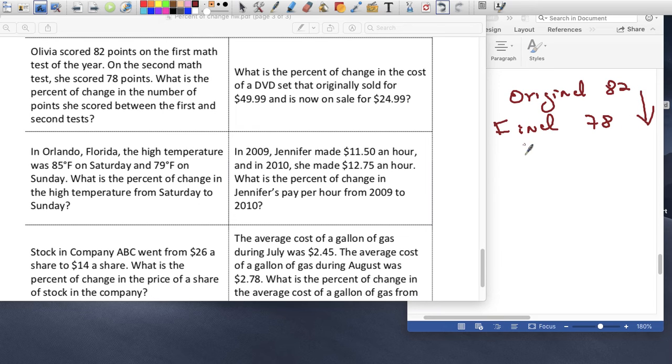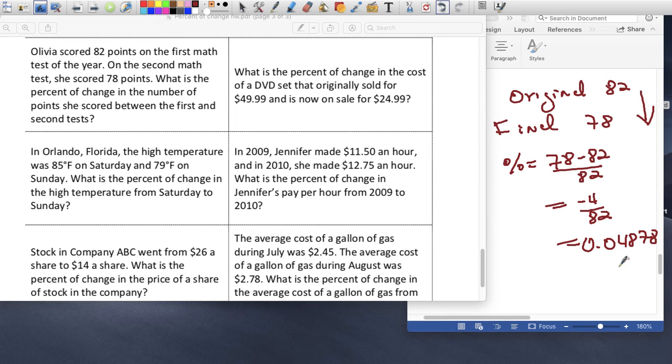Yeah. So percent of change is final, 78 minus 82 over 82. 78 minus 82 is negative 4, and we're going to divide that by 82. And if you divide 4 divided by 82, you're going to get 0.04878. So if we move this 2 decimals to the right, 1, 2, we're going to get 4.88 negative percent. Her test score did drop a little bit, but not that much.